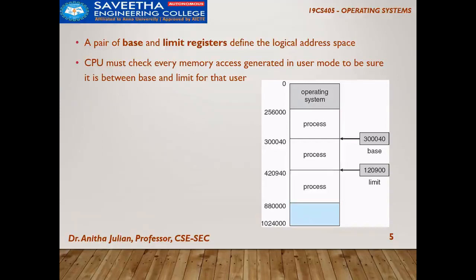So for the next process, 420940 will be the base address, and probably it has a limit of some 88 thousand and odd. So there will be a base and limit register, and the CPU must check every memory access generated in user mode to be sure it is between the base and limit of that user. What we are trying to say is, the CPU should know the base address and the limit of the process, so that it can keep track of which process is entering into the main memory, which is leaving, and so on and so forth.